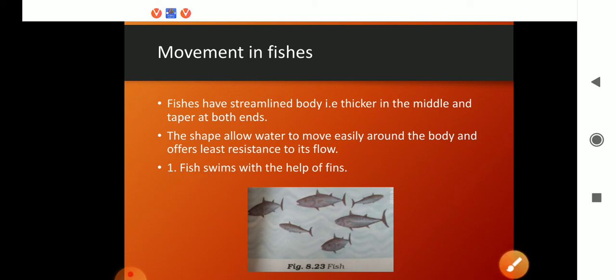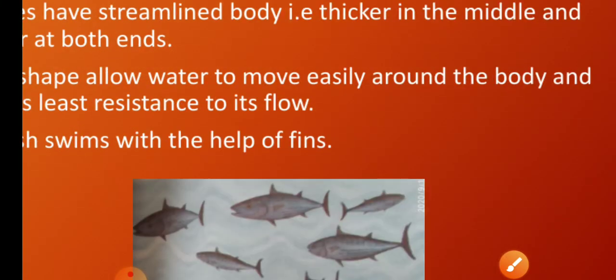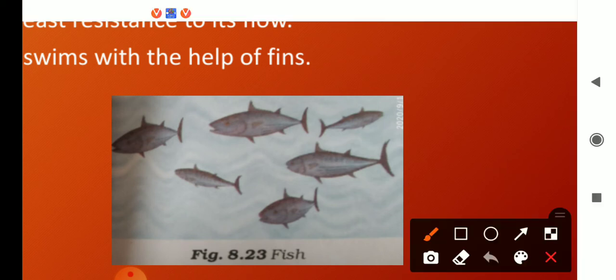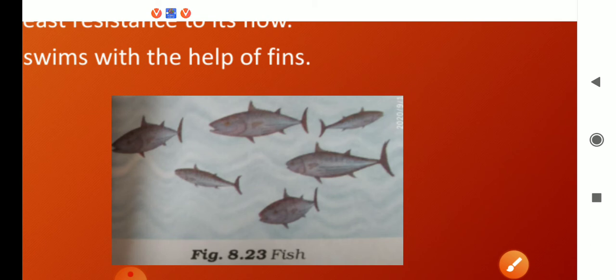You can see in the diagram also, fins are there. I can enlarge this. Now see. Fins are there. Okay. Then these fins help in balancing and changing direction and so on. So how many fins are there? You can see 1, 2, 3, 4, and in the tail also, tail fins are also there. It means the tail is also there, which also helps in swimming.